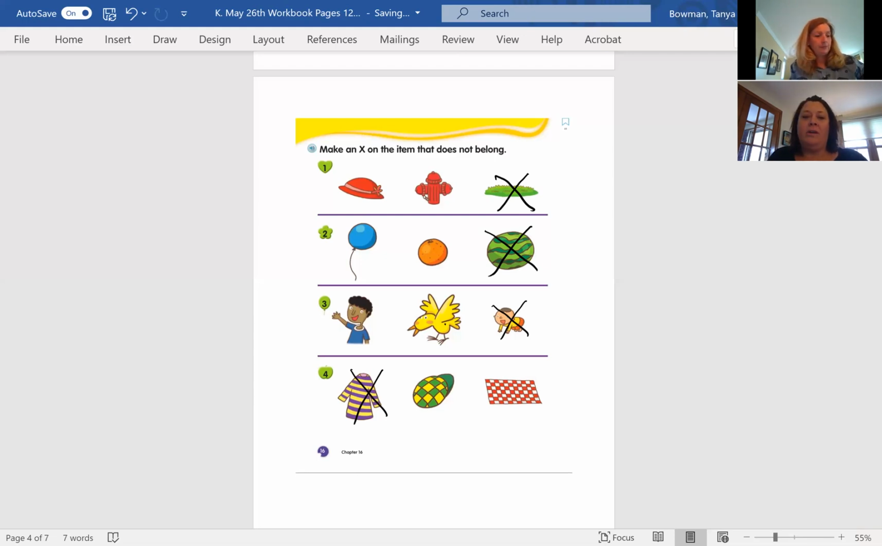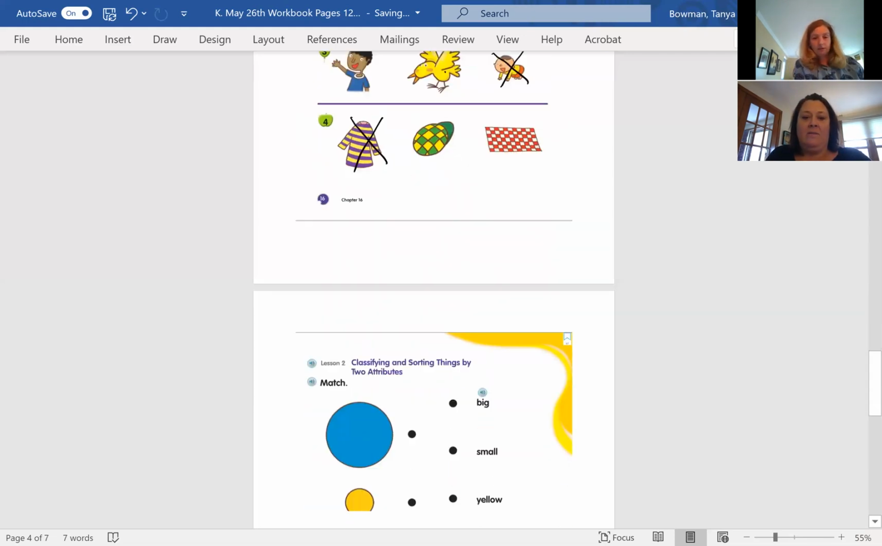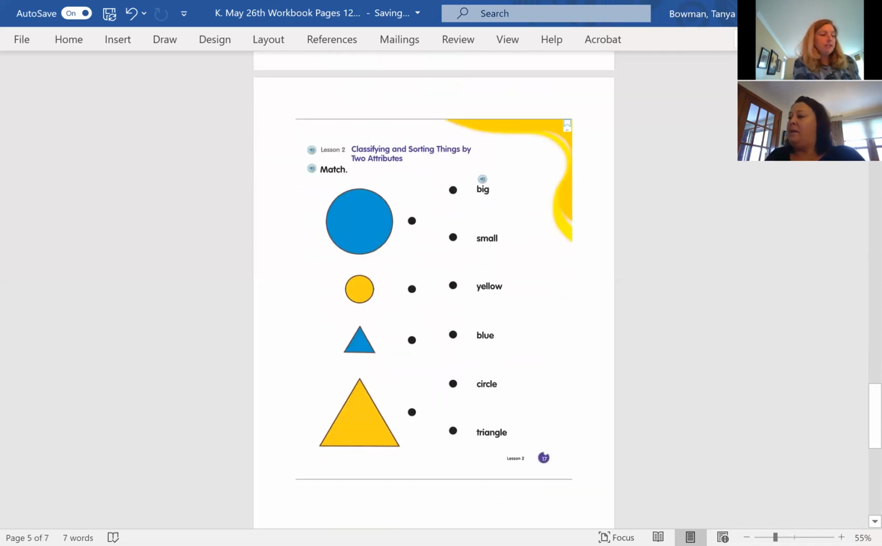I agree. Good job. All right, boys and girls, this gets a little bit harder now. We have to read some words and match the shapes to the words, and sometimes they can have lines that go to two words. So let's read the words first of all.